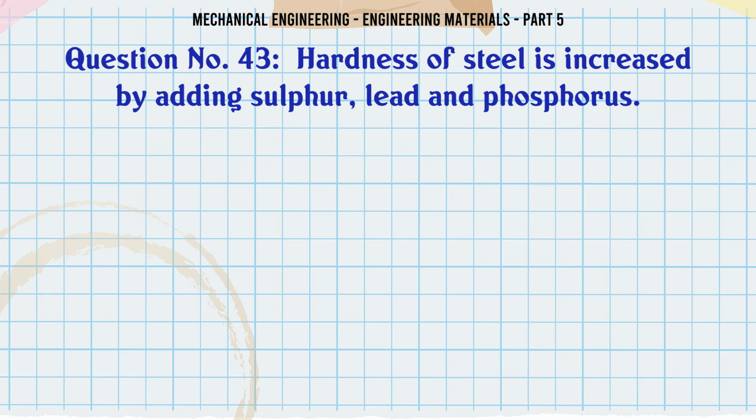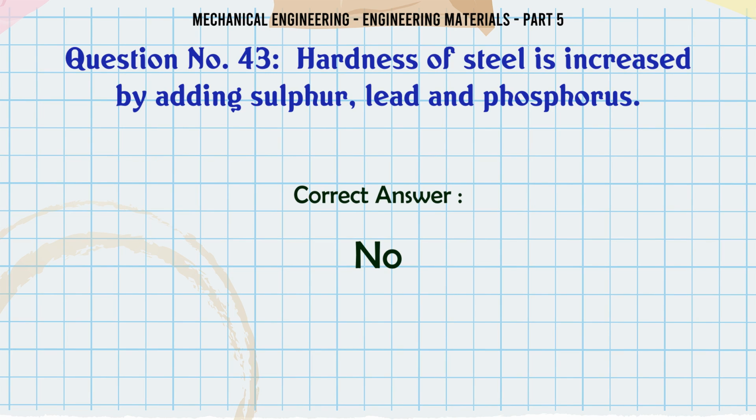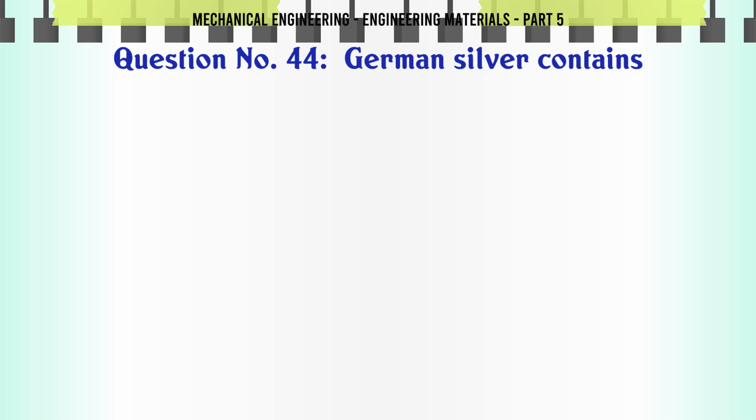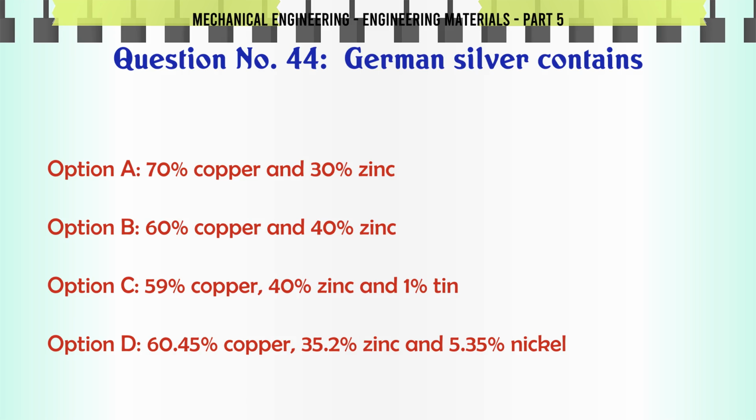Hardness of steel is increased by adding sulfur, lead and phosphorus. A. Yes. B. No. The correct answer is no. German silver contains: A. 70 copper and 30 zinc. B. 60 copper and 40 zinc. C. 59 copper, 40 zinc and 1 tin. D. 60.45 copper, 35.2 zinc and 5.35 nickel.